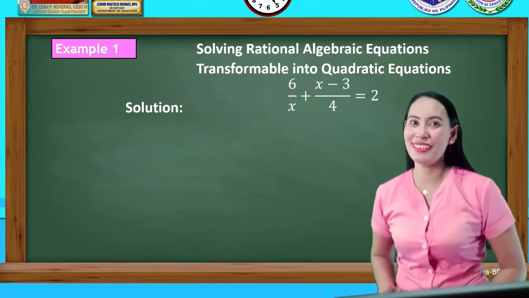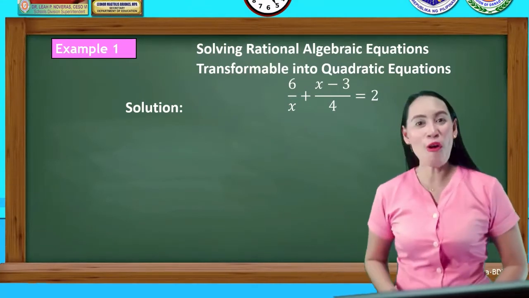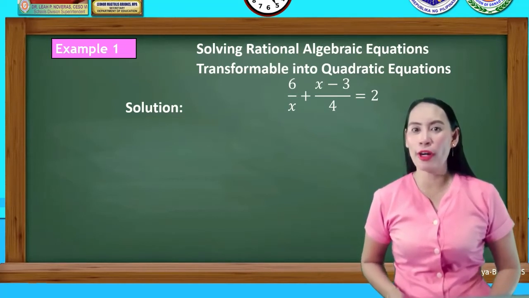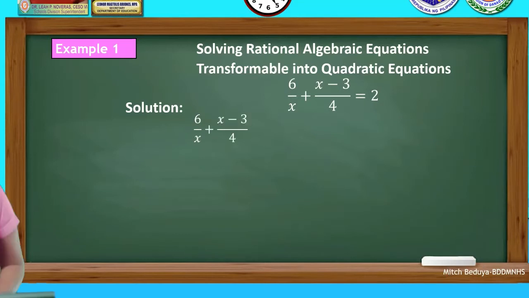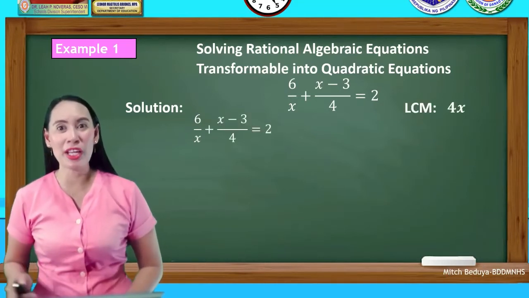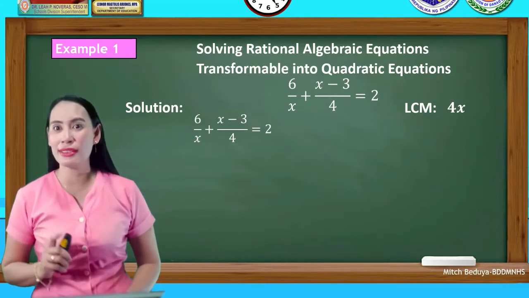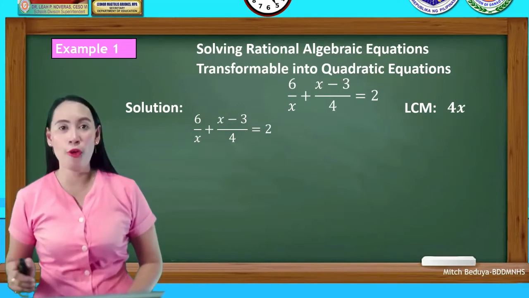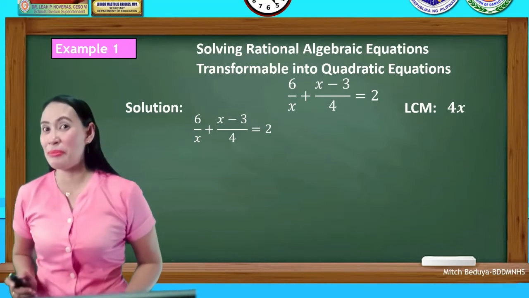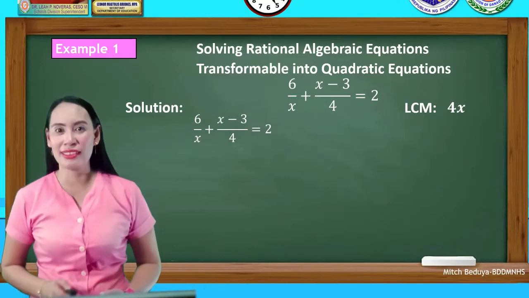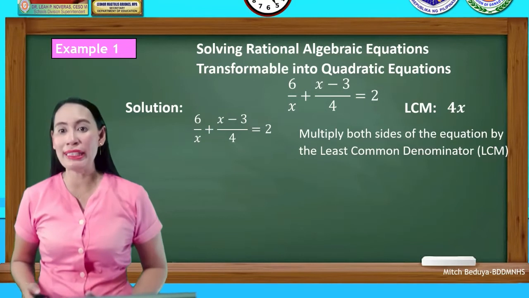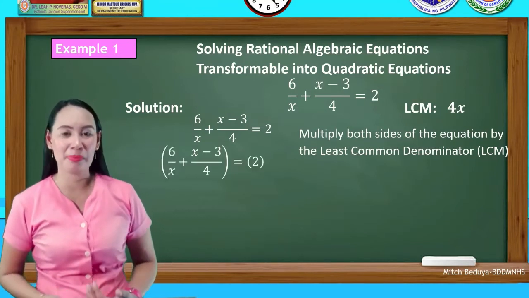Example number 1. 6 over x plus x minus 3 over 4 equals 2. So here is the solution. What is the LCM of the expressions 6 over x, x minus 3 over 4, and 2? Yes, the LCM is 4x. We multiply both sides of the equation by the least common denominator, or the LCM.